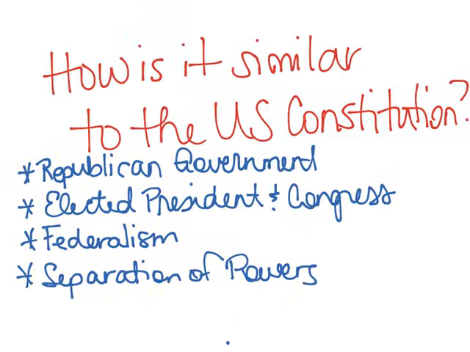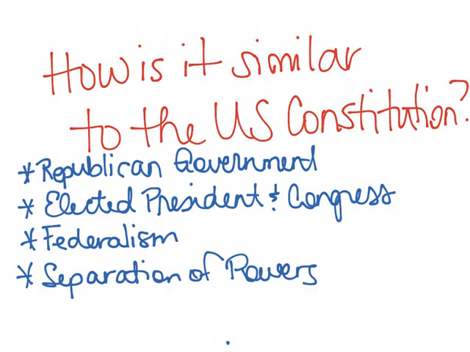So let's look in depth at the differences between the constitutions. How is the Mexican Federal Constitution of 1824 similar to the U.S. Constitution? Well, first of all, it's a republican-style government where representatives are elected to represent the people. There's also an elected president and Congress. Now, even though the president is elected, it's not elected by the people, but they're still elected. There's federalism in place, which is the splitting of power between the central government and the state government. And there's also a separation of powers between the three branches of government.